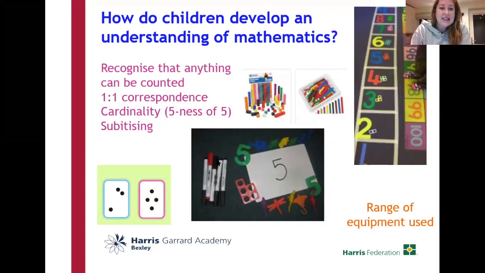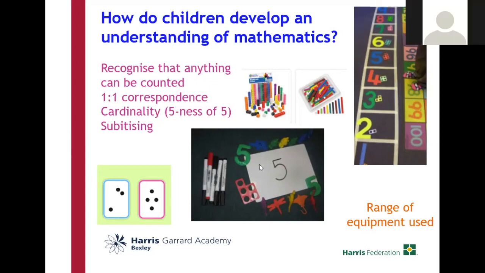Also, the idea of cardinality is so important. And I've written there the 5-ness of 5. They need to know that 5 can be represented in lots and lots of different ways. So in the middle on the whiteboard there, we have the numeral of 5. Then we've got 5 pens, we've got 5 Numicon, we've got 5 as another kind of 3D numeral here. And it's really important that children understand that that is 5.